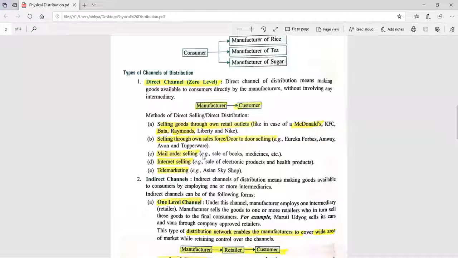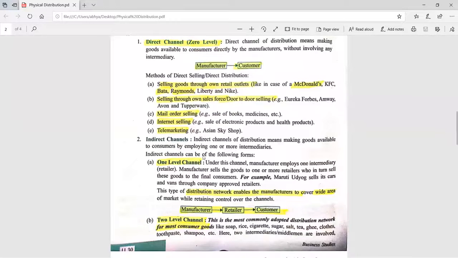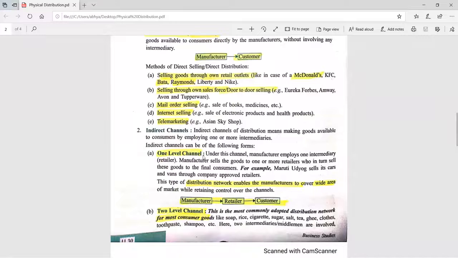So whatever types of channel I am telling you here, you have to decide for your product, keeping in mind the nature of your product. Okay. So methods of direct selling, you can also make the diagrams, manufacturer to consumer. How can the zero level channel be adopted? What are the methods of selling goods through zero level channel? First, selling goods through own retail outlets. You have seen many retail outlets in the market like Liberty, Bata, Adidas, KFC. All these are zero level channels. They have set up their own outlets and they are selling their goods directly to the consumer.